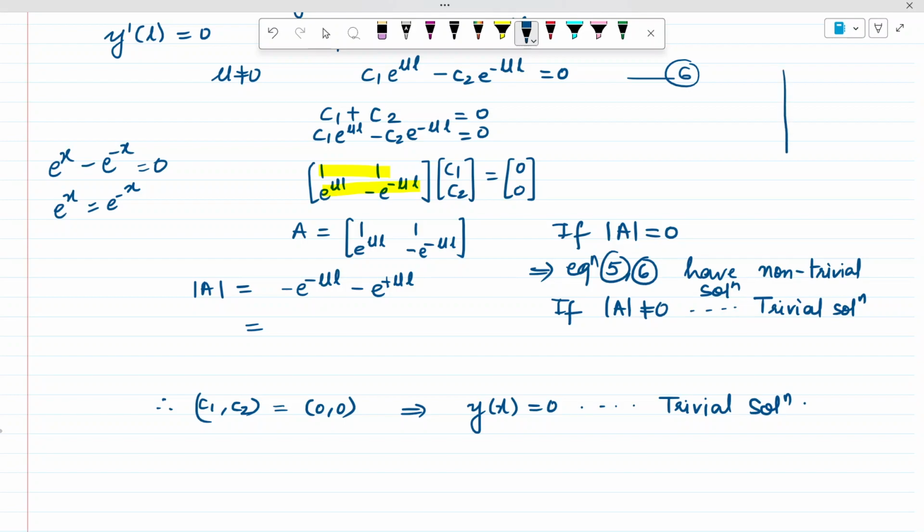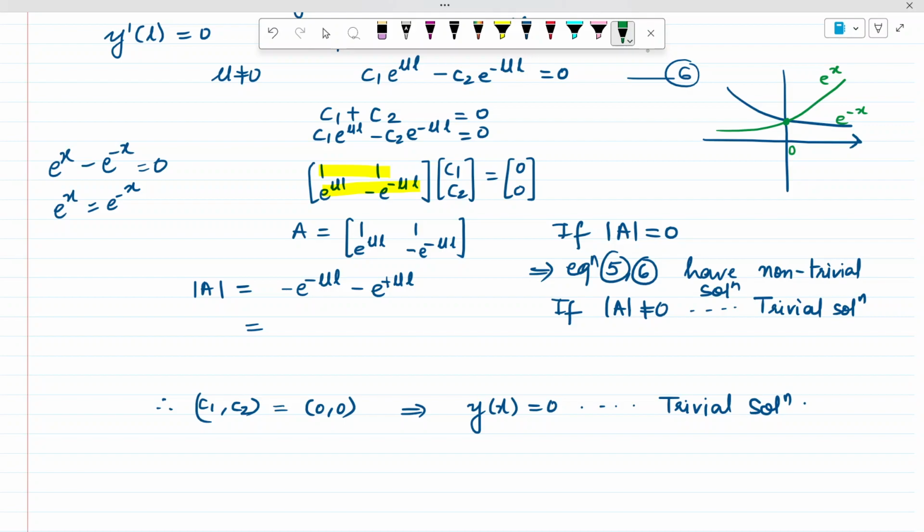The graph of e raised to x and e raised to minus x. This is a graph of which one? Yes, please. And this is which graph? This is e raised to minus x and this is e raised to plus x. Okay. So they meet only at the point x is equal to 0. They meet only at the point x is equal to 0. So the values are equal only at the point x is equal to 0.